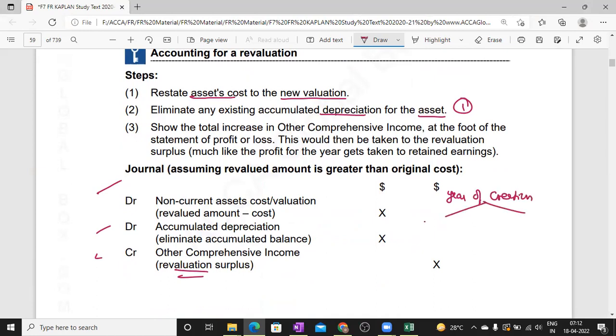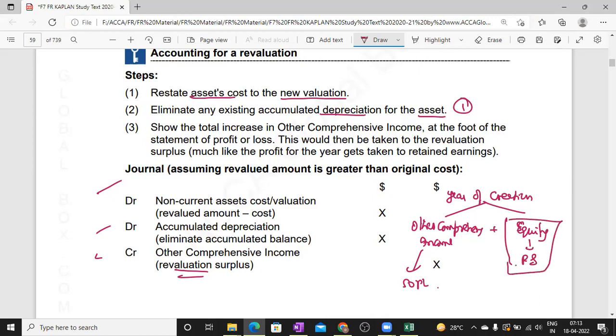Whatever revaluation surplus is created in the year of creation, we have to show it as other comprehensive income in the statement of profit and loss and other comprehensive income, and as a part of equity as revaluation surplus. In subsequent periods also we show this revaluation surplus as a part of equity till the asset disposal. But in other comprehensive income, we show the revaluation surplus in the year of its creation. In subsequent periods, not required to create.